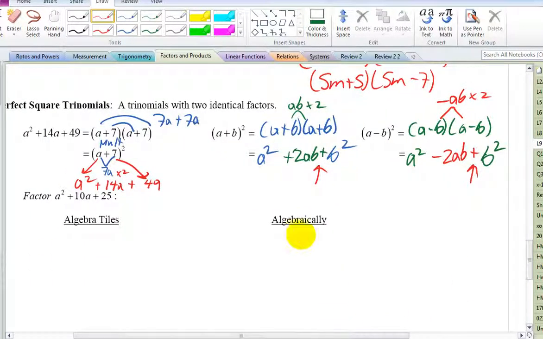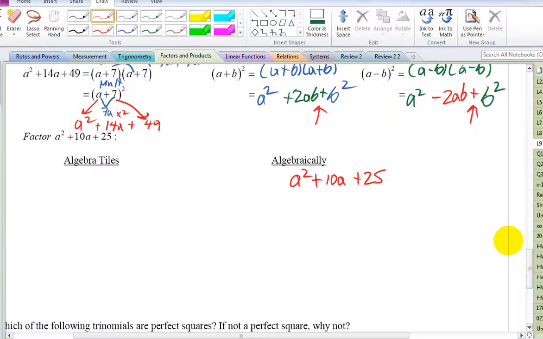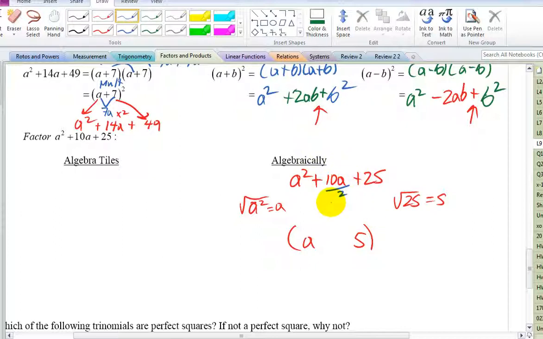So you algebraically will have a squared plus 10a plus 25. I want you to factor that. So square root the a squared. What do you get? a. Square root the 25, what do you get? 5. Now what we have to do is divide this one by 2. What do we get? 5a. So what you must get is you must get both parts, right? You must have a 5 and you must have an a. Then you know you have a perfect square. Okay, so you must get 5a.